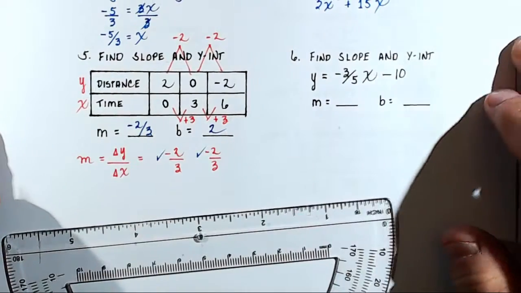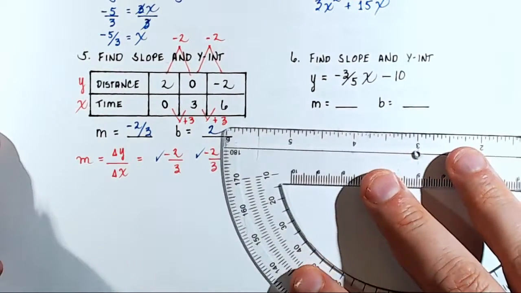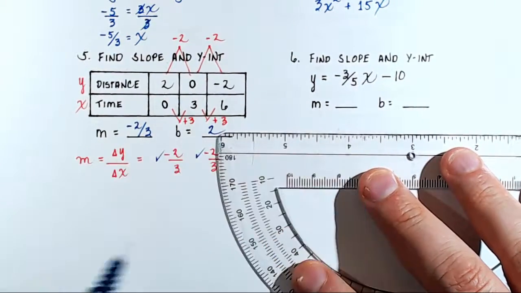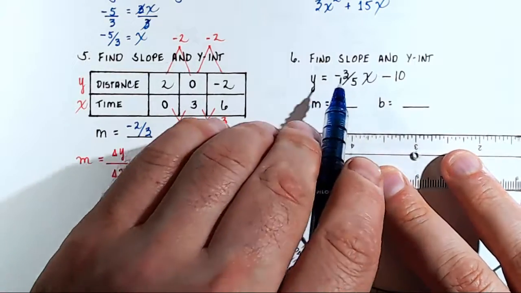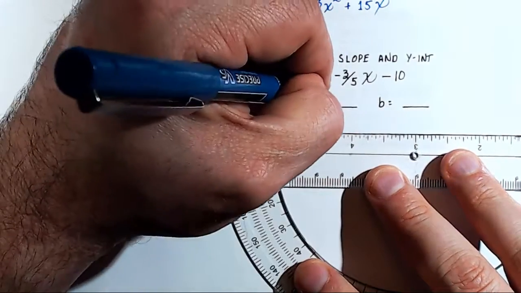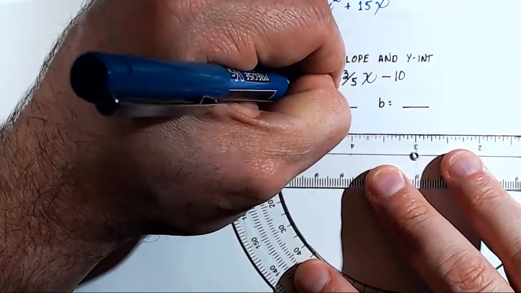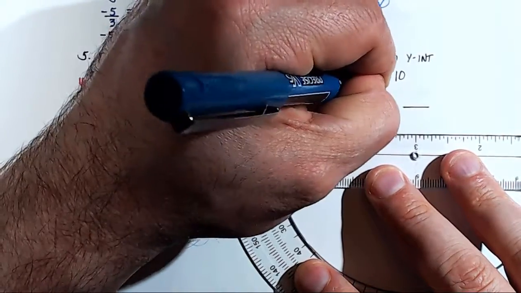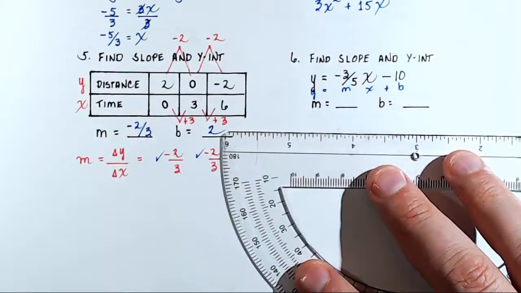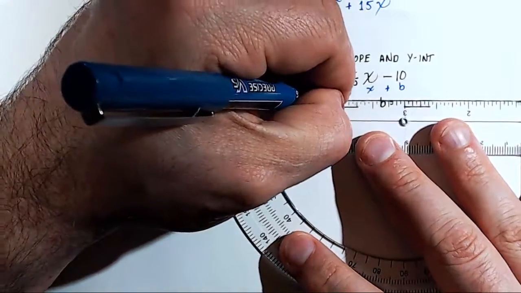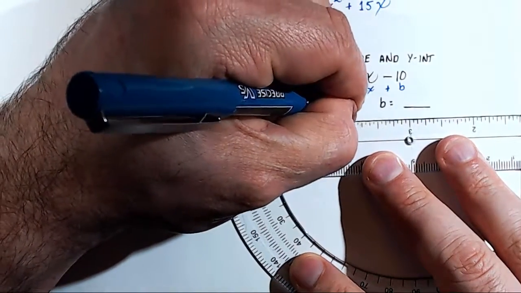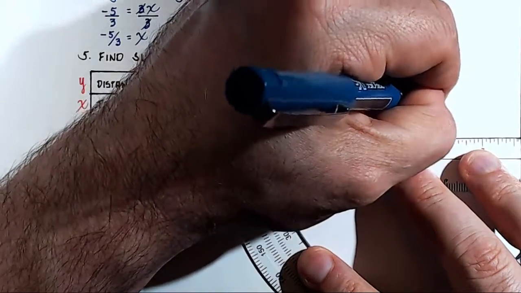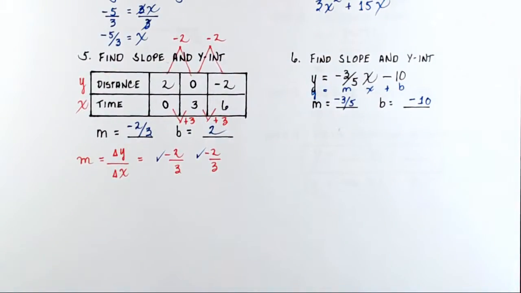Okay, so for number 6, find slope and y-intercept. And this one is just an identify problem. This is in slope-intercept form. y equals mx plus b. So the slope must be negative 3/5. And the y-intercept b must be negative 10. Okay, that is the warm-up.